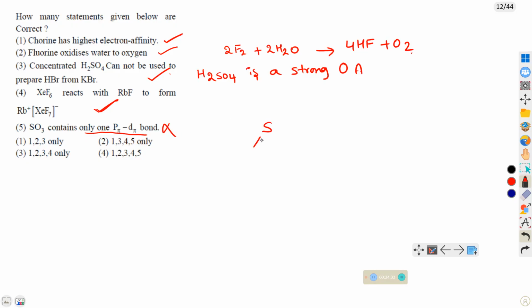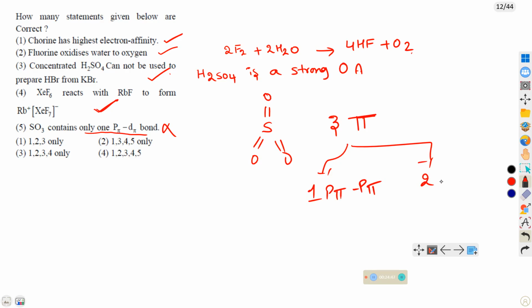Wrong. SO3 you can consider. In SO3, the total number of pi bonds is 3 pi bonds. In this, one is p pi, and the remaining 2 pi bonds are p pi d pi. So 1, 2, 3, 4 statements are correct.